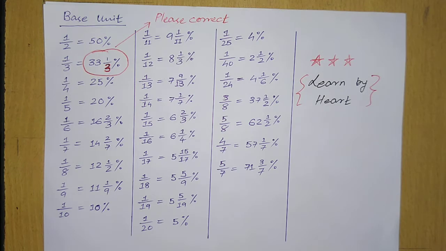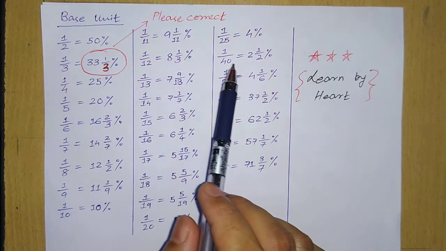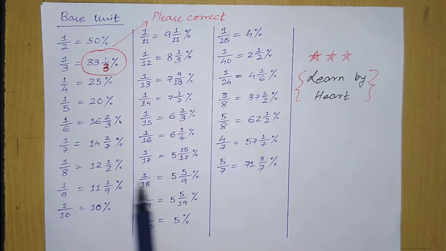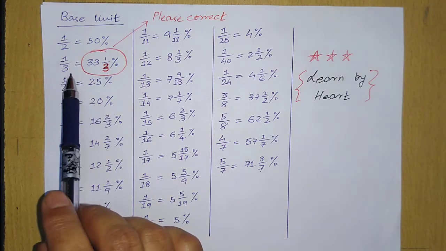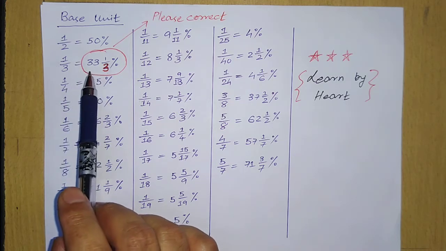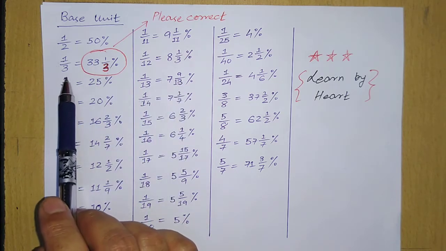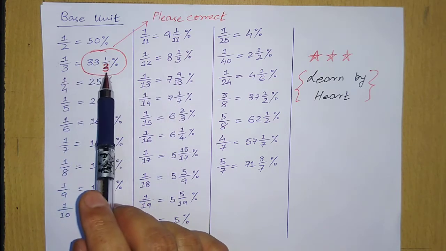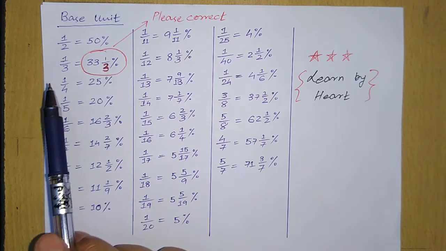Guys, before we proceed with the next question, in our first video on the percentage concept, the basic chapter, I had told you to memorize this base unit, which is very, very important. In that video, 1 by 3 was written in percentage value as 33 1 by 2%. So please correct it. 1 by 3 is equal to 33 1 by 3%, not 1 by 2%. It's 33 1 by 3%.